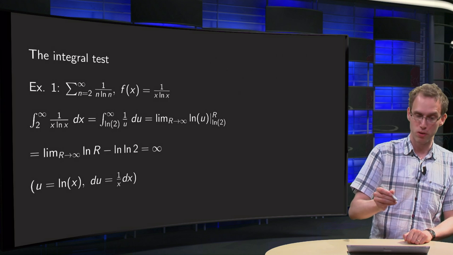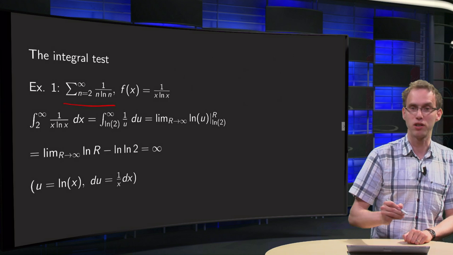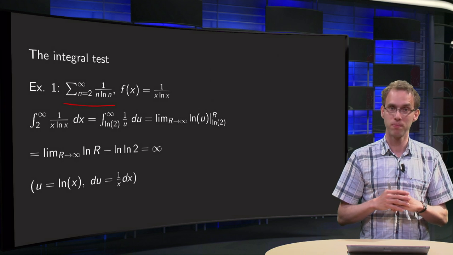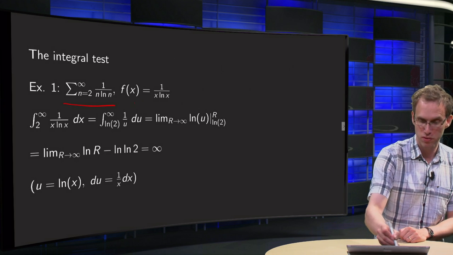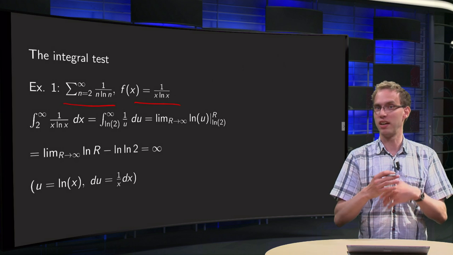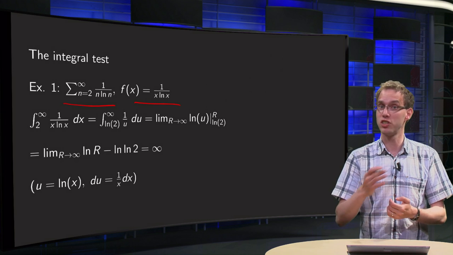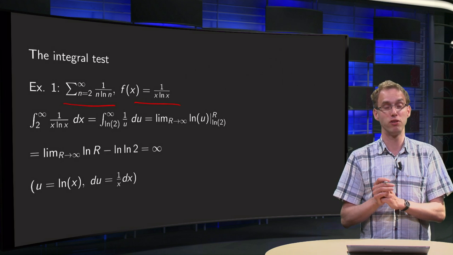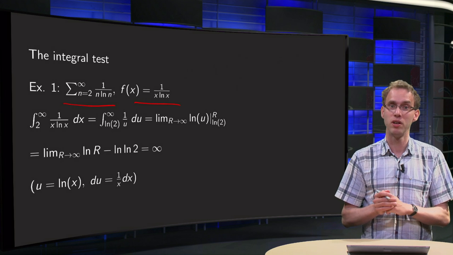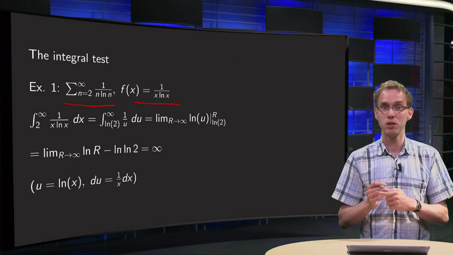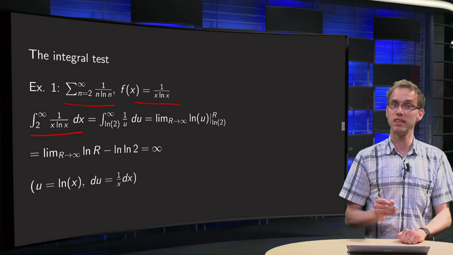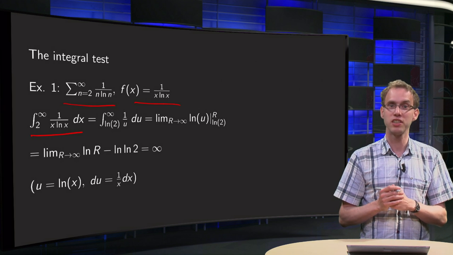Suppose we want to know the convergence of the sum of n starting at 2 of 1 over n times the ln of n. We can define, of course, f of x equals 1 over x ln x. We can try, for example, the test for divergence. Take x to infinity, you see f tends to 0, so the test for divergence is inconclusive. So what can we try? We can try to do the integral test. We integrate from 2 to infinity the function 1 over x ln x.